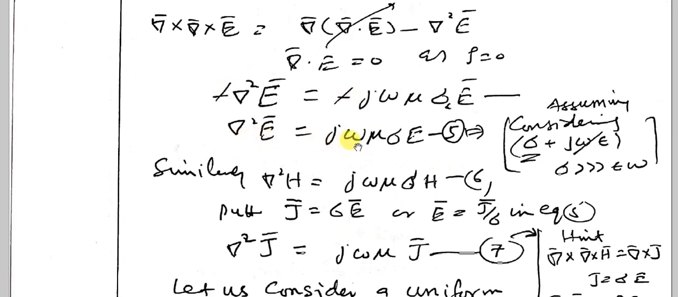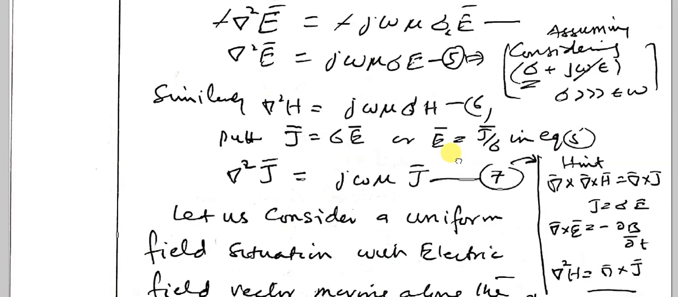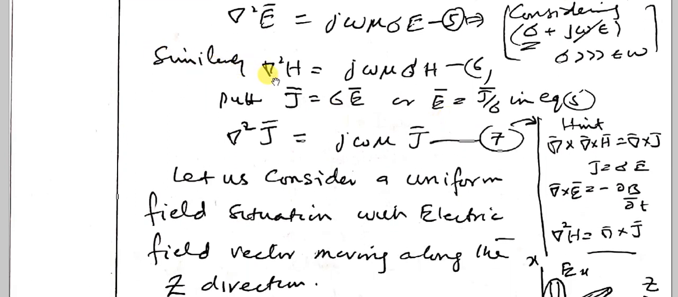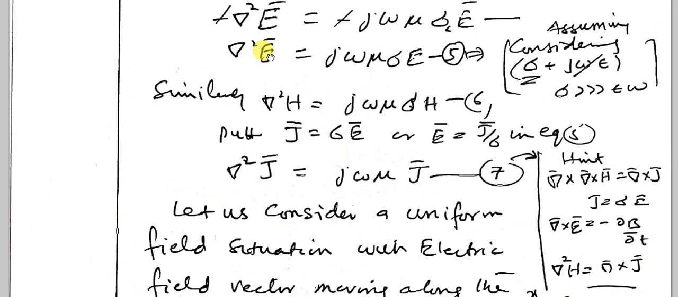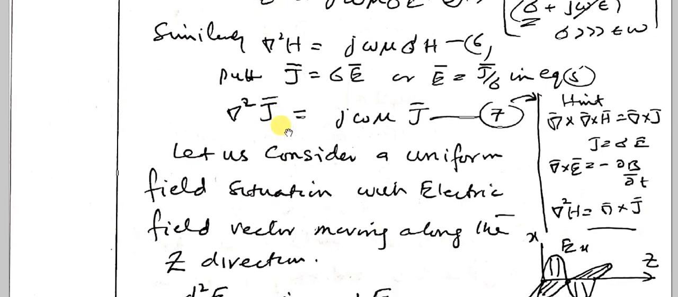Del squared E is equal to j omega mu sigma E. This is equation number 5. Similarly for H, del squared H is equal to j omega mu sigma H. Putting J equal to sigma E, or E equal to J by sigma, in equation number 5, we get del squared J is equal to j omega mu sigma J, where J is the current density, in equation number 7. Since sigma is constant, it is cancelled out from both sides. So we have got three equations, one for E, one for H, and one for J.